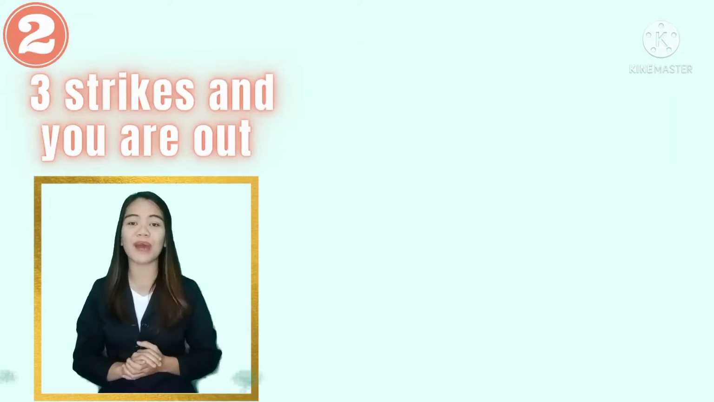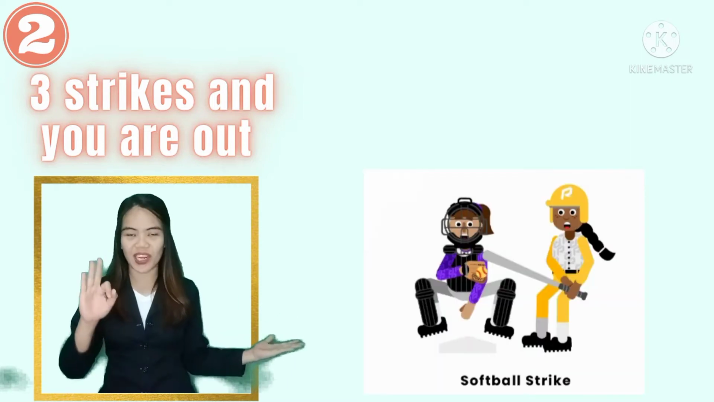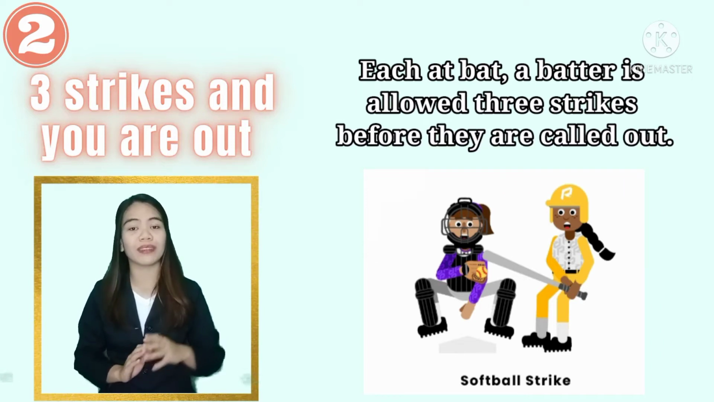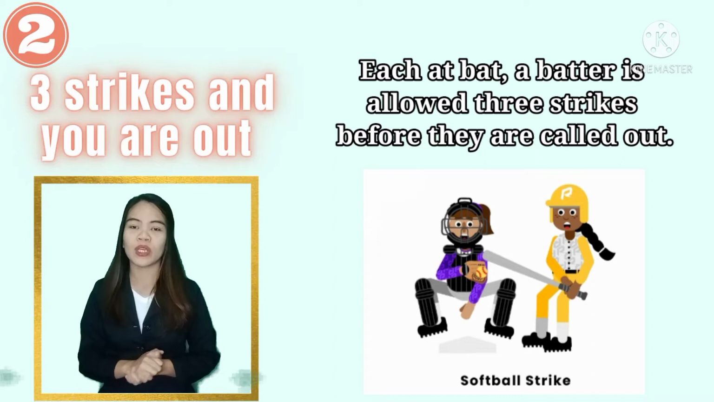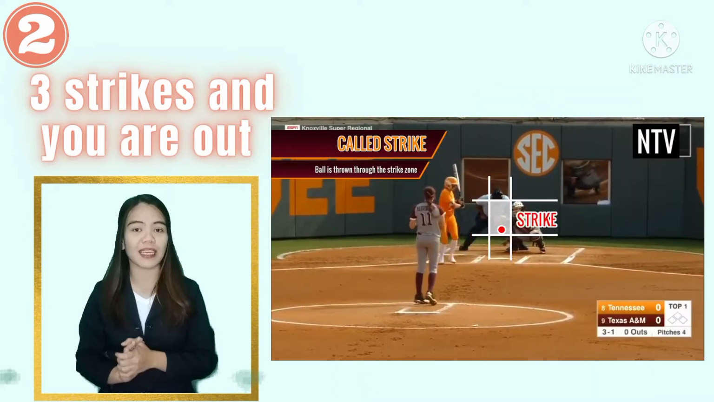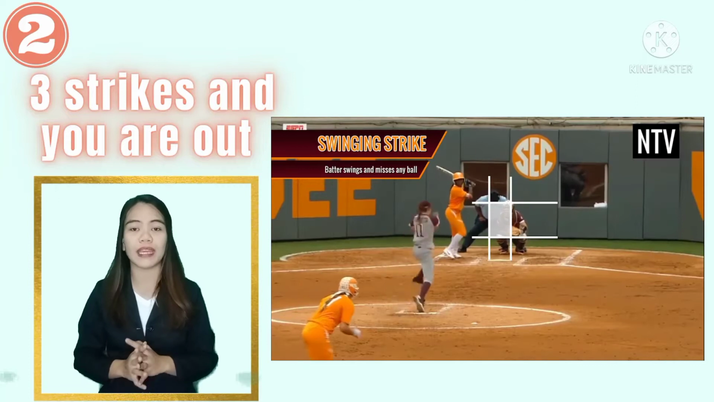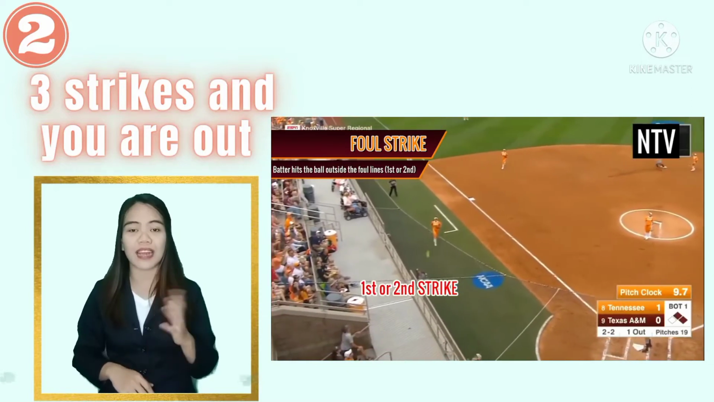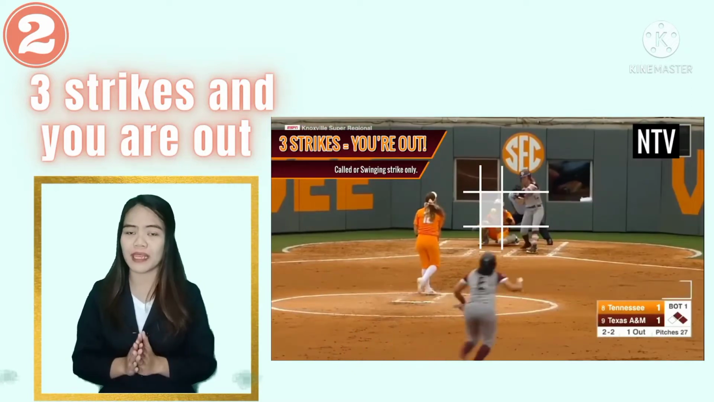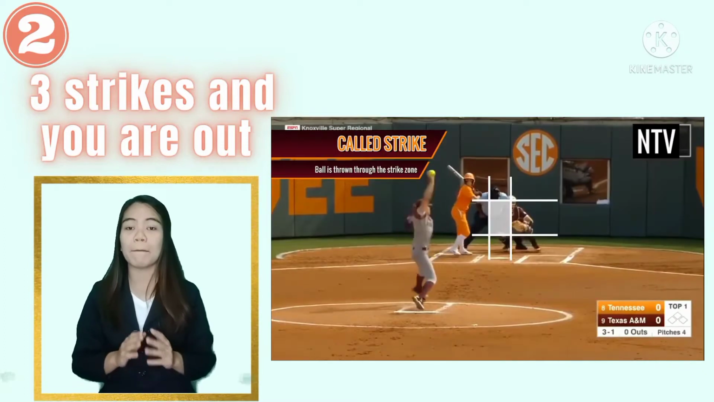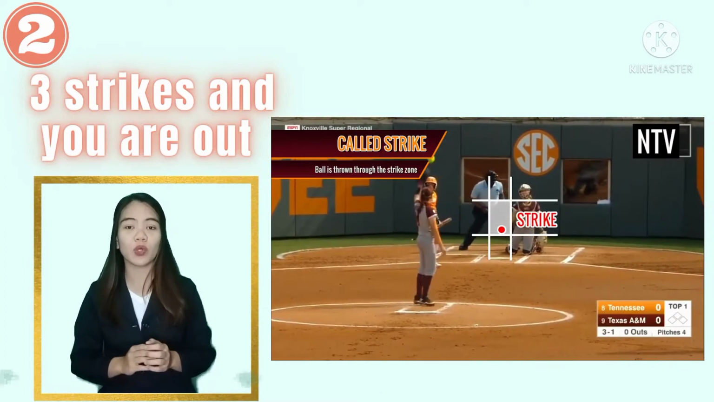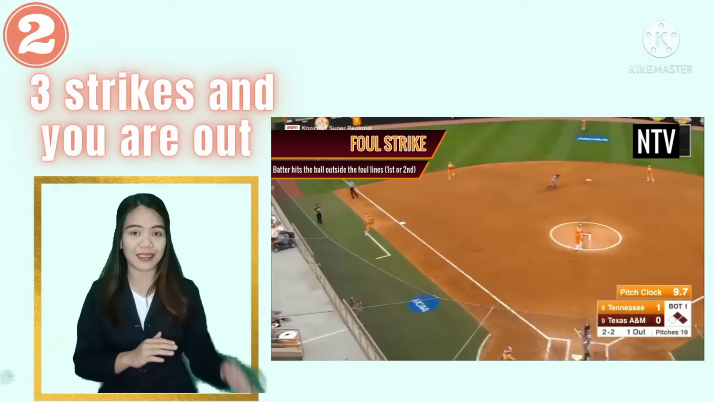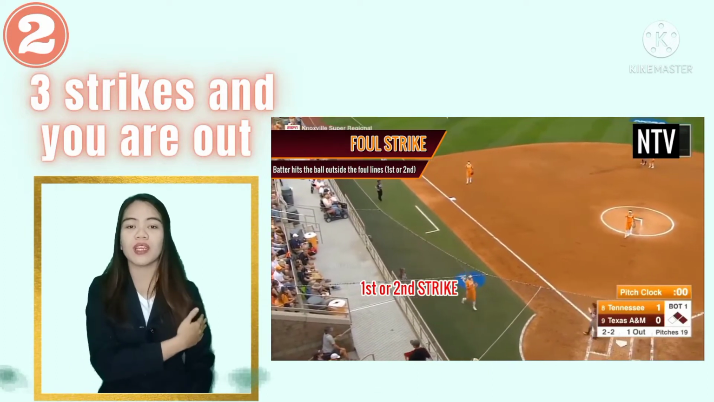Now, let's proceed to our second rule, which is 3 strikes and you're out. In this rule, each at bat, a batter is allowed 3 strikes before they are called out. This is what we know as a strikeout, which is not the desired outcome of a batter. The umpire behind home plate judges whether a pitch is a strike or a ball. To be a strike, the pitch must fall within the strike zone, which is the imaginary area over the home plate between the batter's knees and the bottom part of their shoulder.